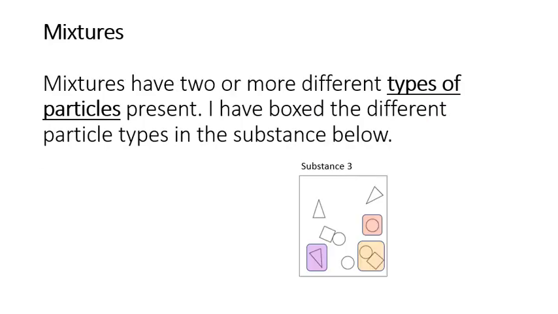Mixtures have 2 or more different types of particles present. I have boxed the different particle types in the substance below. Substance 3 has triangle particles, circle particles, and particles that are circles stuck to a square.